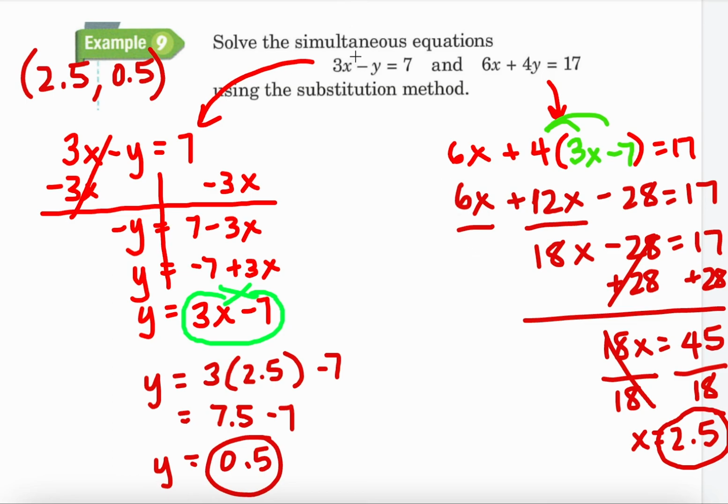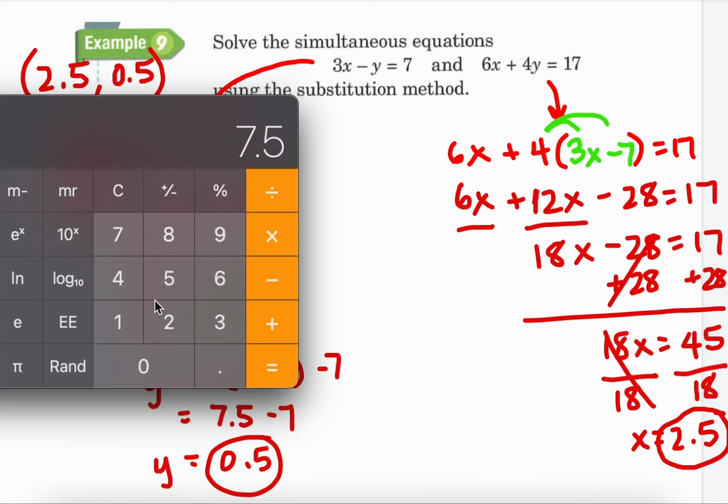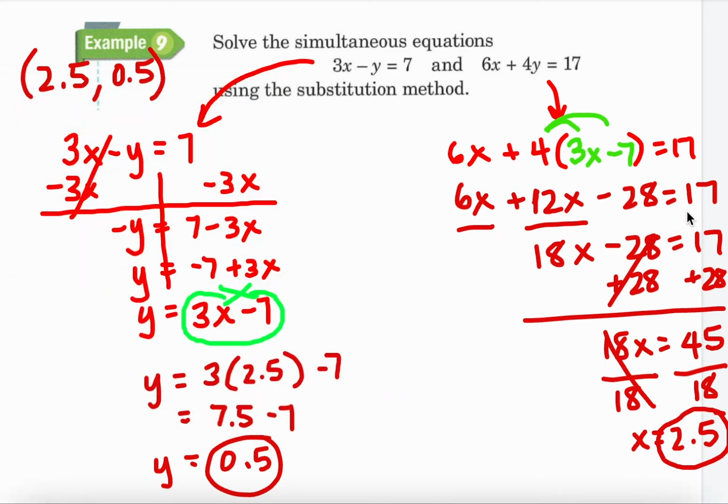And again, you can check it in both of them to make sure that it works. So let's use our calculator to check it. 3 times our x, which is 2.5, gives us 7.5, minus our y, which is a half, should get us 7. Yes, it works for this one. Let's try this equation now. 6 times our x, which is 2.5, is 15. 15 now added to 4 times 0.5. 4 times 0.5 should be 2. So we are adding our 15 to that, which will give us 17. So it checks out with both of our equations. So this answer right here, we are very confident that the answer is 2.5 and a half.